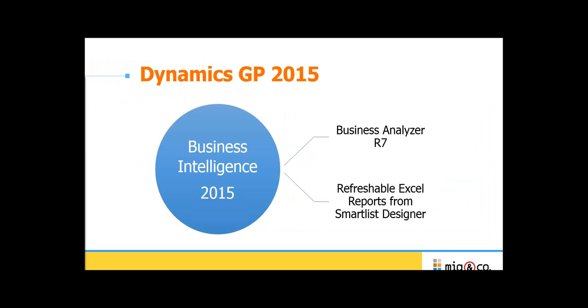Next up, we have business intelligence. And business intelligence covers two main areas that I would like to talk about. And that is Business Analyzer R7. We mentioned earlier that Business Analyzer information is now available for consumption outside of GP on a variety of mobile devices. That companion app was first released in 2013 and has been a huge success with over 20,000 downloads since its initial release.